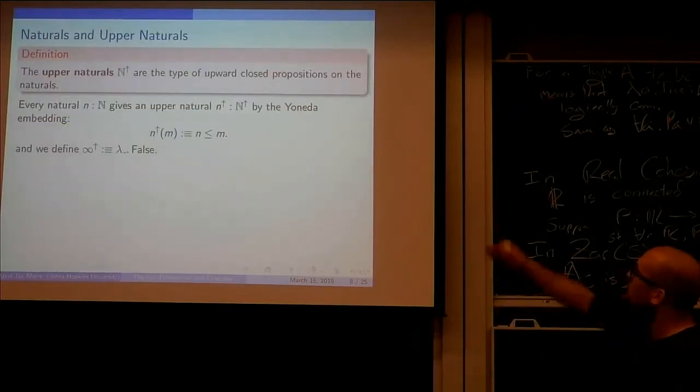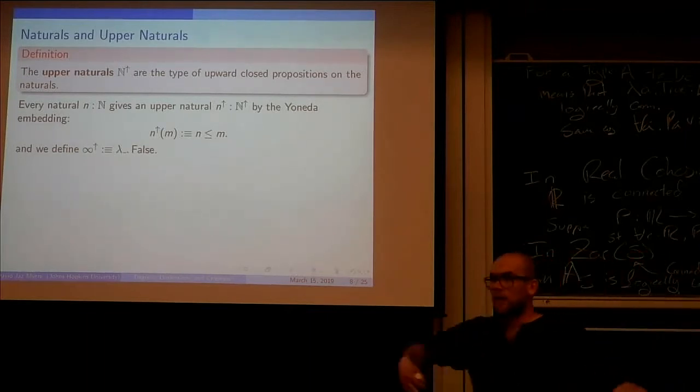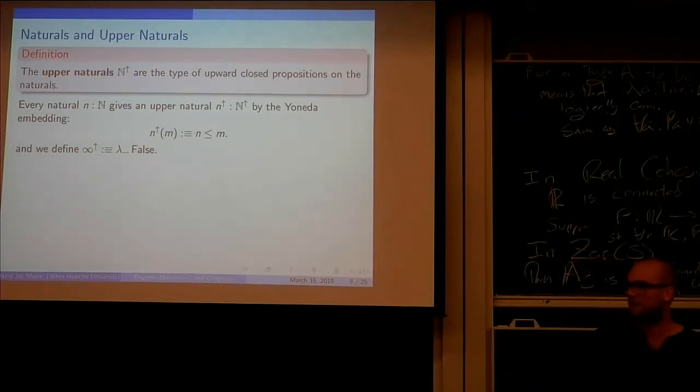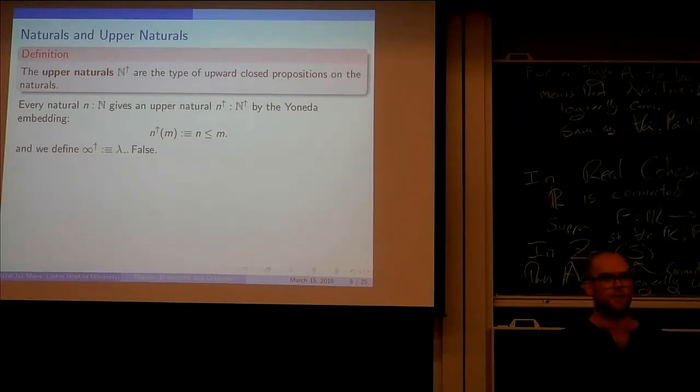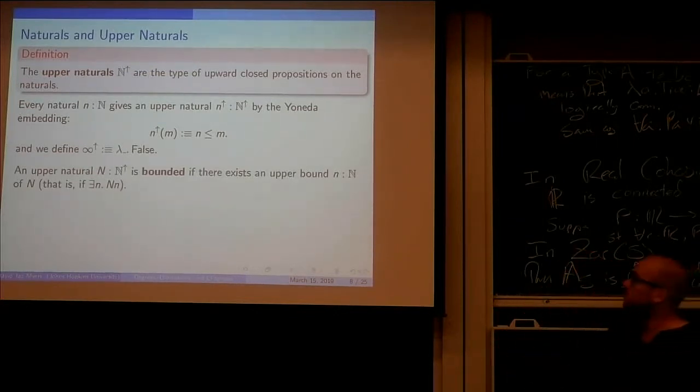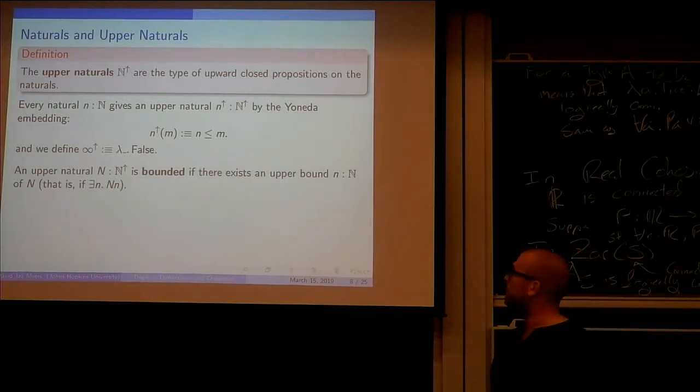So from every natural number, it has its predicate of being an upper bound, and that defines an upper natural. This gives us a sort of Yoneda embedding. In fact, everything I will do for the next few slides is just the notions you know and love from pre-sheaves, if you do know and love them. And we'll define infinity to be the upper natural with no upper bounds. It's always false that a number bounds it. And we say an upper natural is bounded if there merely exists an upper bound for it. You could also say it's finite.